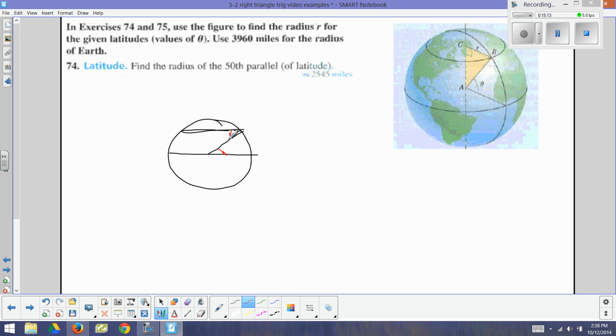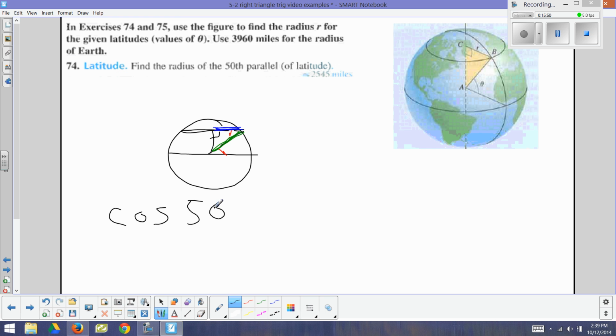Let me keep drawing my picture here. I have a right triangle now. This right here is the radius of the Earth. The blue line is the radius that you have at the 50th parallel. So now let's look what we have here. I have an angle, I have a side adjacent that I want to find, and I have a hypotenuse that I know. So you should say to yourself, what trig function uses adjacent or hypotenuse? And I hope you say cosine.